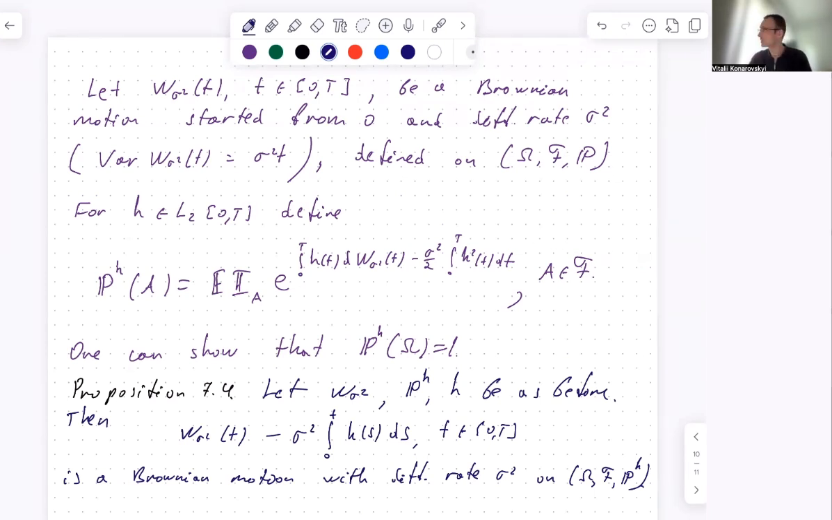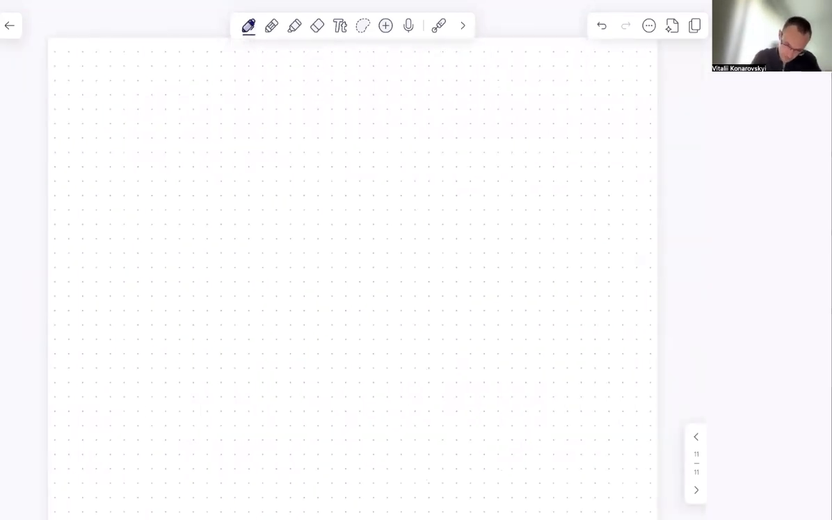Okay. Now we are ready to start the proof of the large deviation principle for Brownian motion. 7.3, proof of Schilder's theorem.